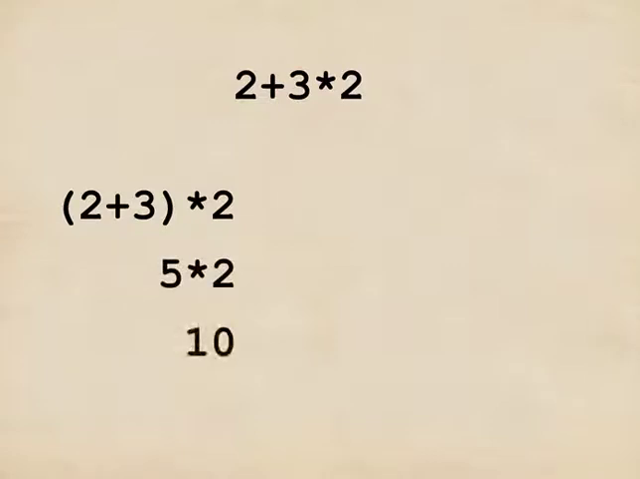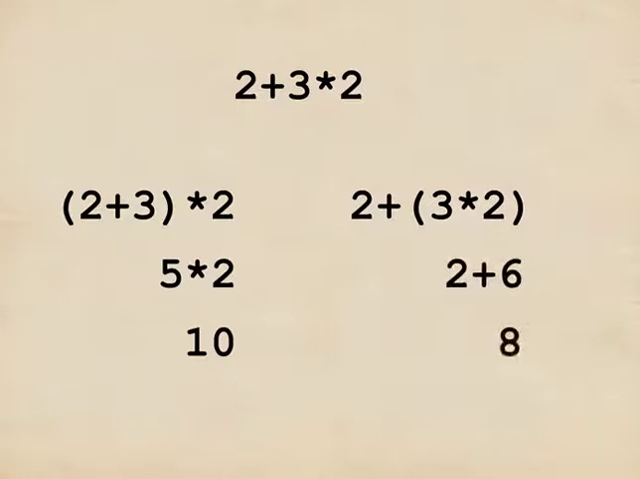Suppose that we do the plus first. So I'll explicitly put a pair of parens around it. So I have 2 plus 3 times 2. Well, 2 plus 3 is just 5, so that's 5 times 2, or 10. Now let's do the times first. So I'll put the parens around that. 2 plus 3 times 2. Well, 3 times 2 is 6, and 2 plus 6 is 8, an entirely different number.